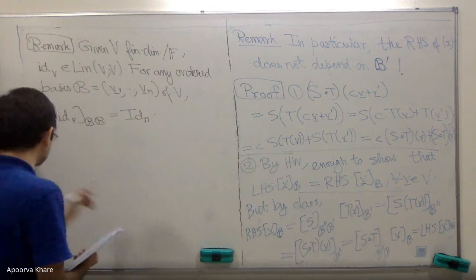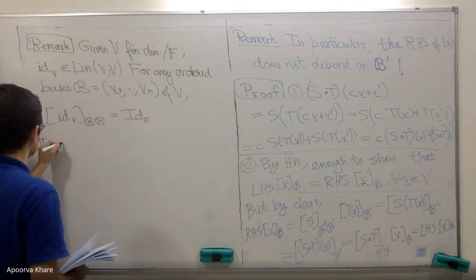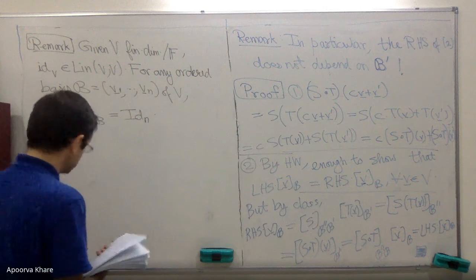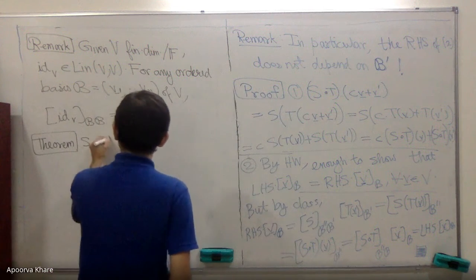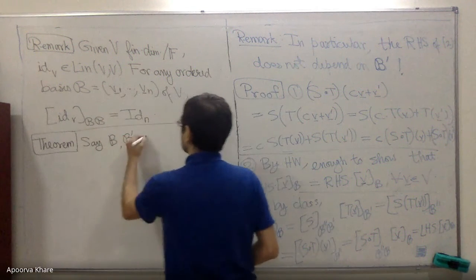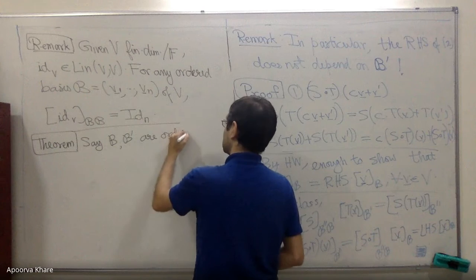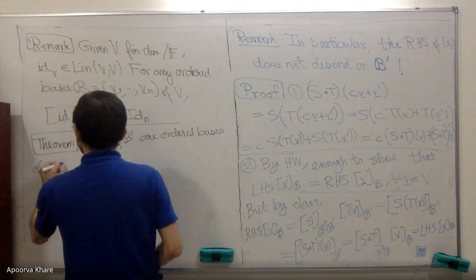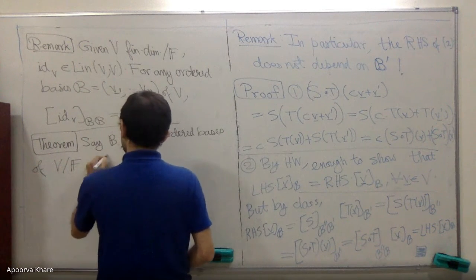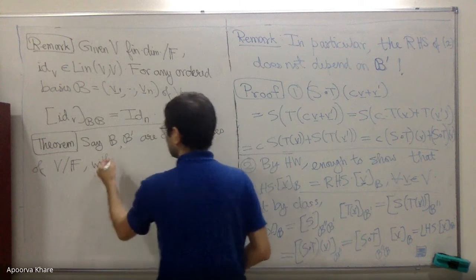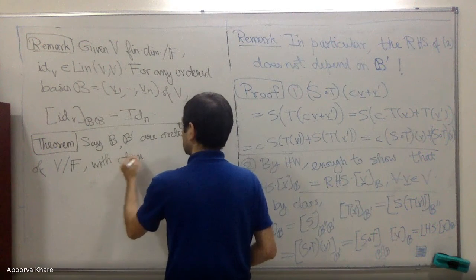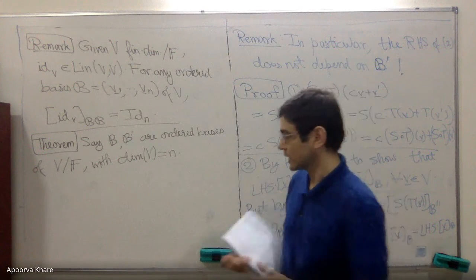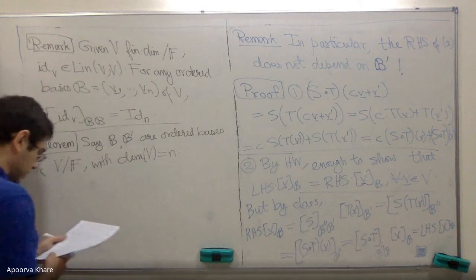So the next result, I'll call it a theorem. Let's say V is finite dimensional, and B and B prime are ordered bases of V over F, with the dimension of V, meaning the size of both of these, equal to n. Suppose I have two ordered bases, each obviously of size n, of a vector space V over F.